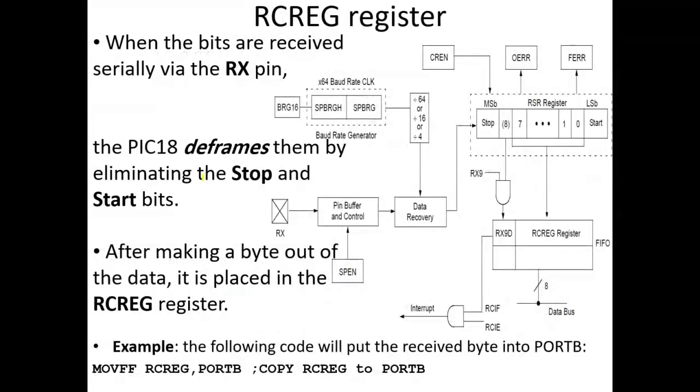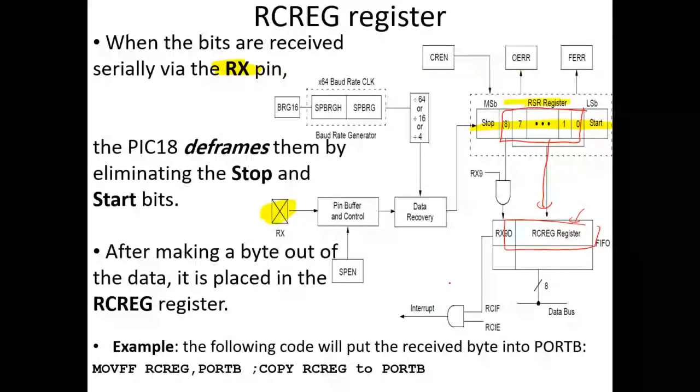Now, same thing for the receiving of the data. We are receiving the data from the RX pin, along with the start and the stop bit. After receiving the 10 bits, they will be saved in this register, which is the receiving shift register. Then the CPU has to deframe the data, deframe meaning remove the start and the stop bit, and then the data will be copied to the RC register. As users, we can read the data directly from this RC register.